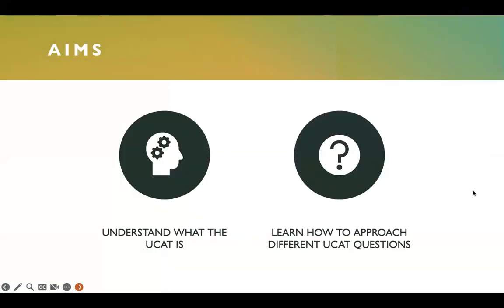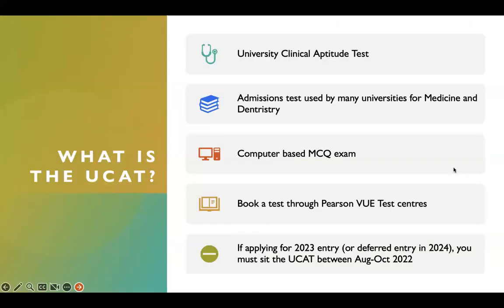So the main things we're covering today: understanding what the UCAT is and what they're trying to test you on, and learning how to approach the different types of questions you can get. So first of all, just talking about what the UCAT itself is. University Clinical Aptitude Test. As I said, it's an aptitude test, not a knowledge-based test. It's the admissions test that a lot of universities use for medicine and dentistry. But you may already know that some universities don't use the UCAT, they use the BMAT instead. That's Oxbridge, Leeds, UCL, Imperial, and a few others, which I can't think of off the top of my head.